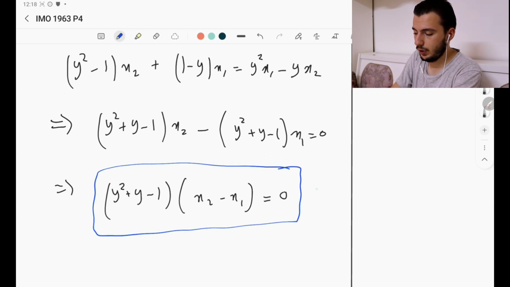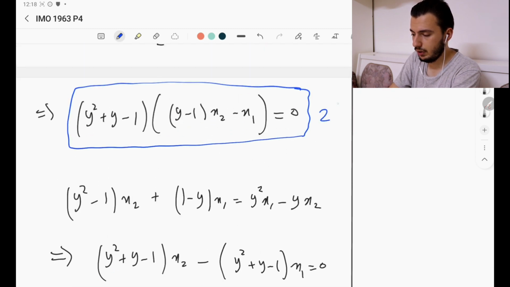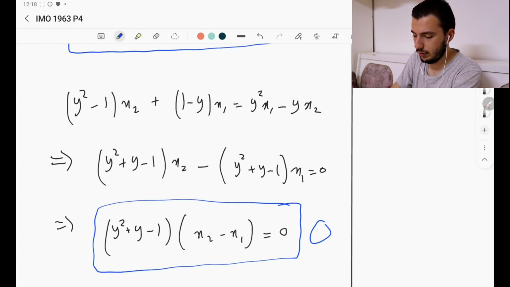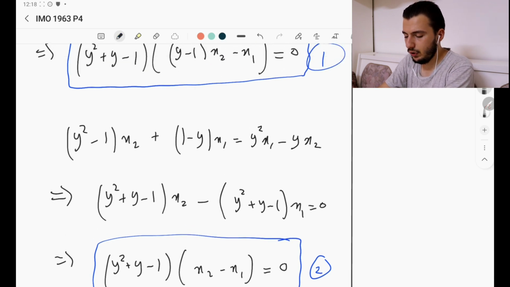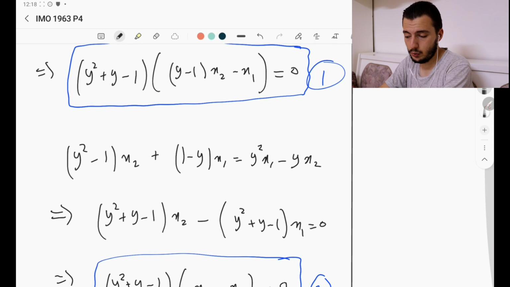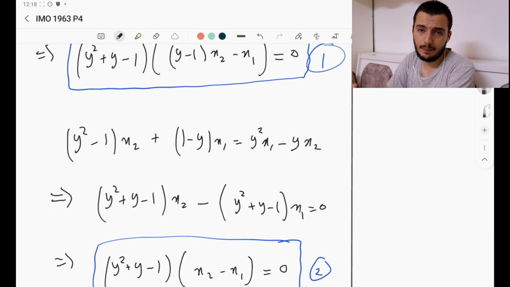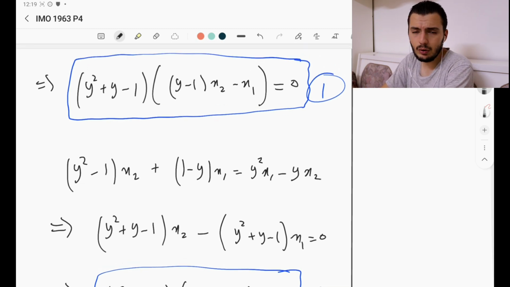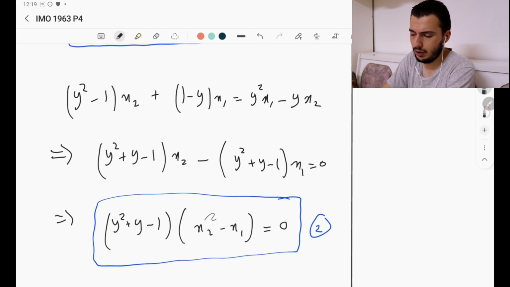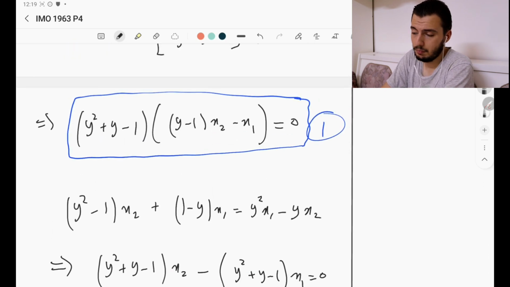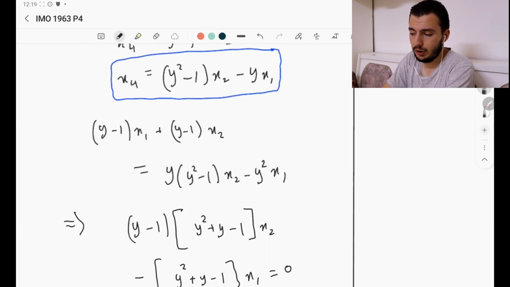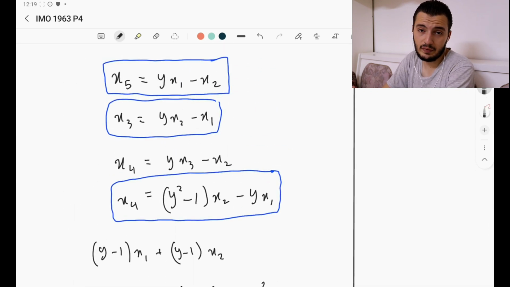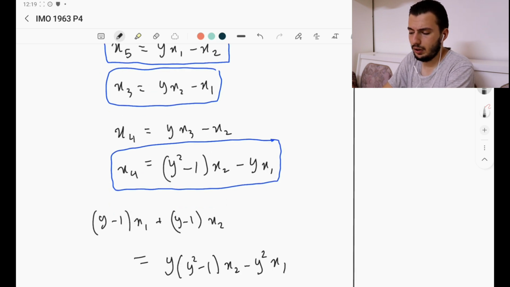Alright, so we need to keep this in mind and this in mind. This was 1, this was 2, in order. Okay, so now if we take a look at these two, we have y squared plus y minus 1, it's repeating again. So now we have two cases. Either y squared plus y minus 1 is 0 or not. If this was 0, we can find y, of course, we have two solutions for y, but then we don't have any other condition because this is always true and this is correct. So no conditions on x1 and x2, and we already found x3, x4, x5 in terms of x1, x2. So actually we're done in this case.